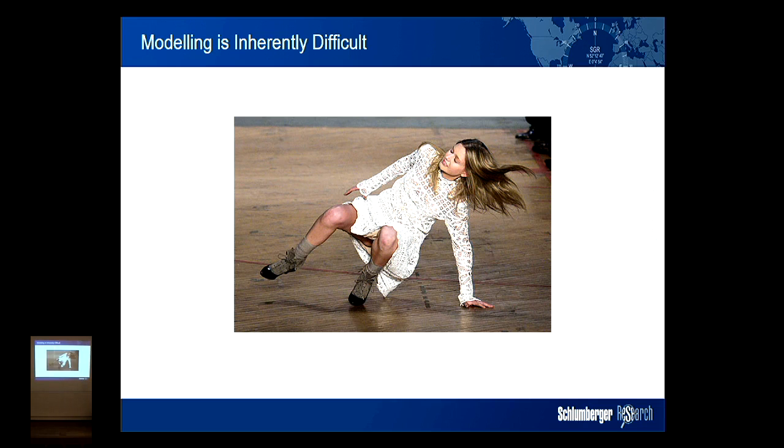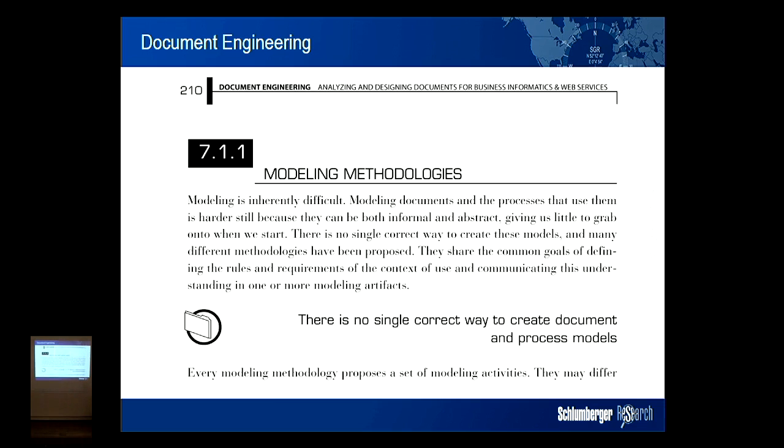Okay, so modeling is inherently difficult, right? But it's not only on the catwalk that we can see this, and it's not only in planning. So this is from a book on document engineering. And the first sentence in this section is, modeling is inherently difficult. And the reason that they give in this nice box is there's no single way to create document and process models, right? And you can see that exactly the same in the planning community. There's no one domain model that represents whatever it is that you're trying to work.